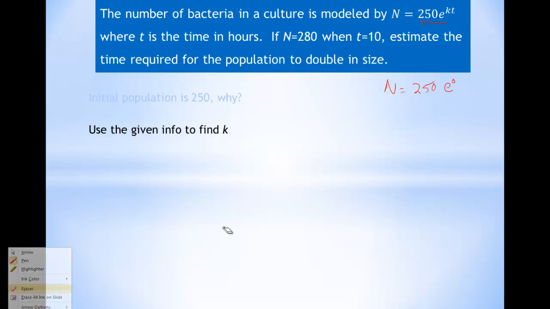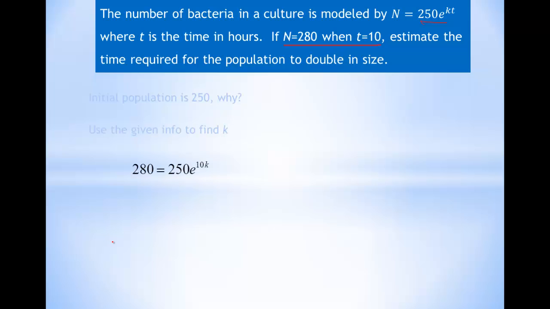Okay? Now, the next challenge is I have this equation here, but I don't have this value of k. So what I need to do is use this information right there to find out what the value of k is. So let's plug in what we know. 280 is equal to 250 e to the 10k. Now this part right here is just simply solving an exponential equation. First step, I want to divide both sides by 250, and I get approximately 1.12 when I do that.